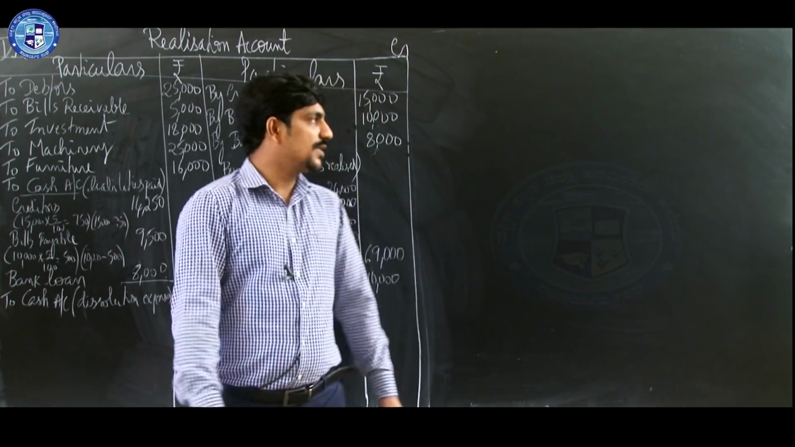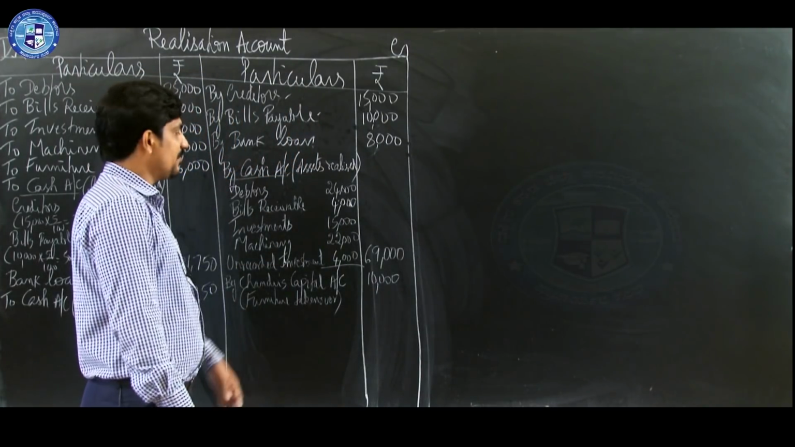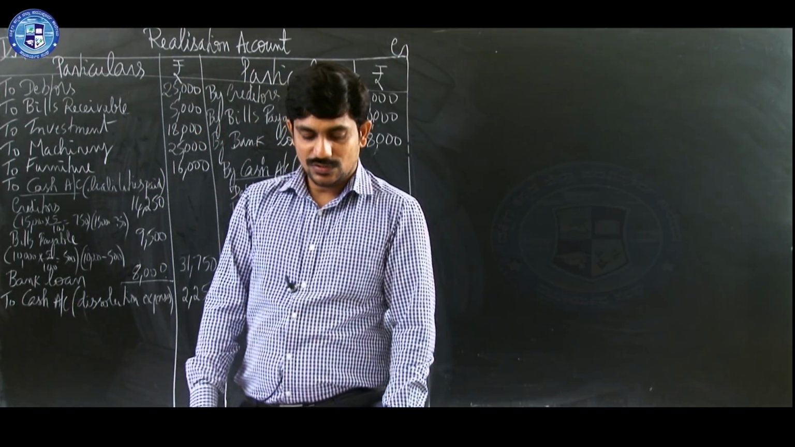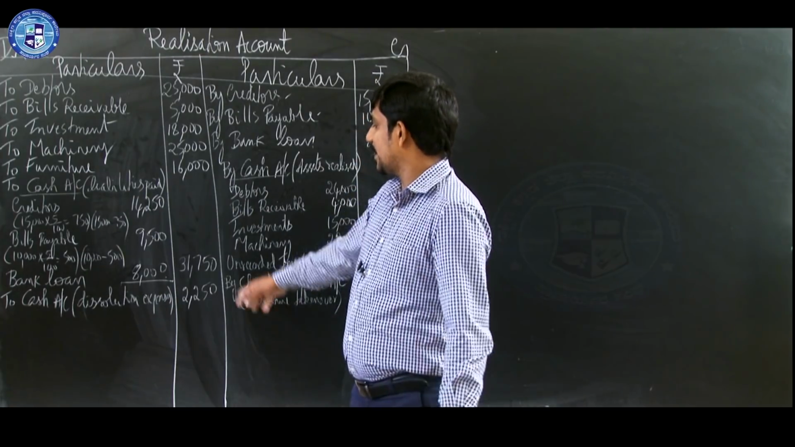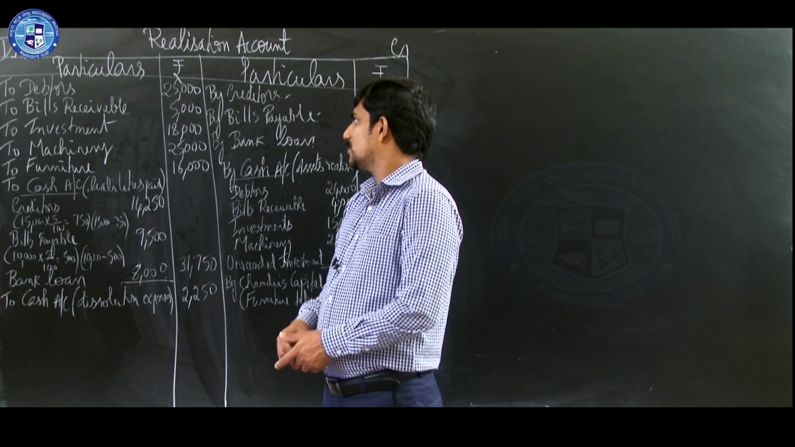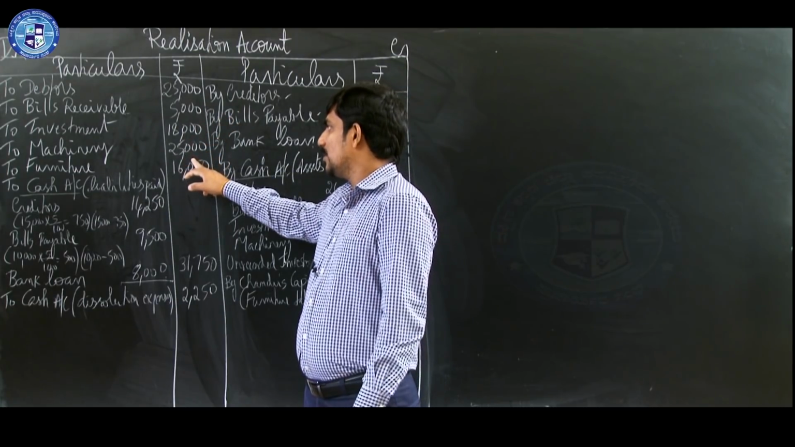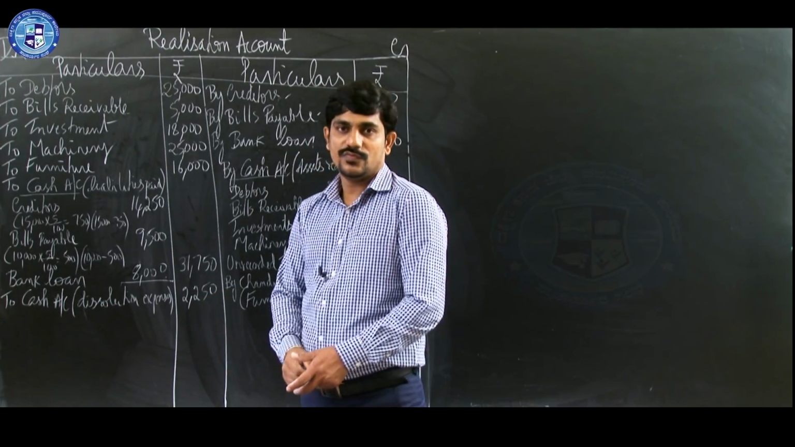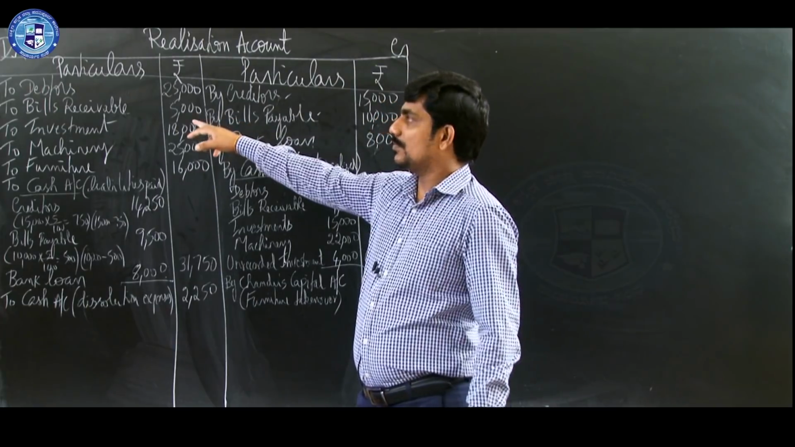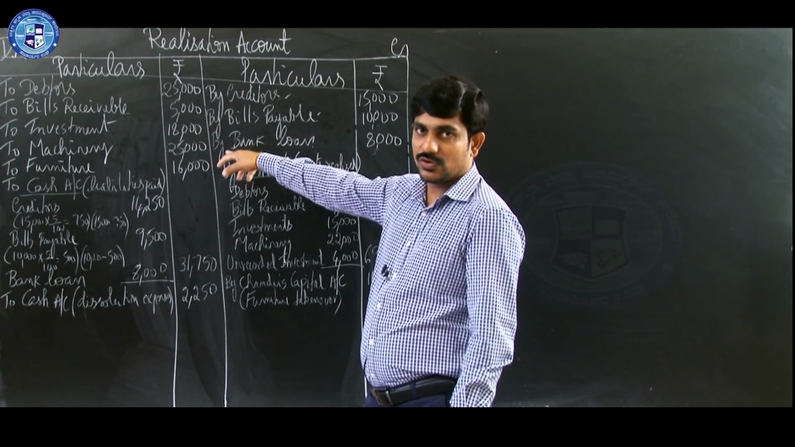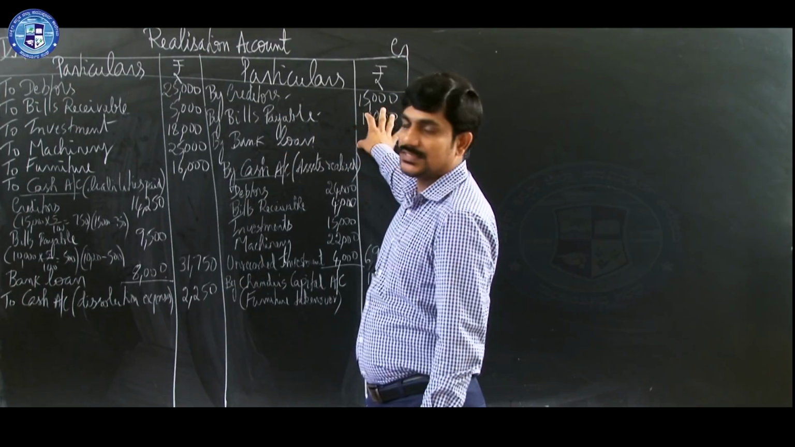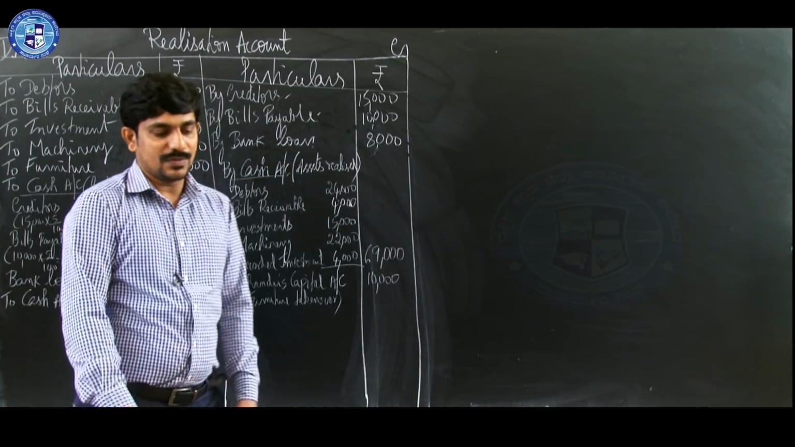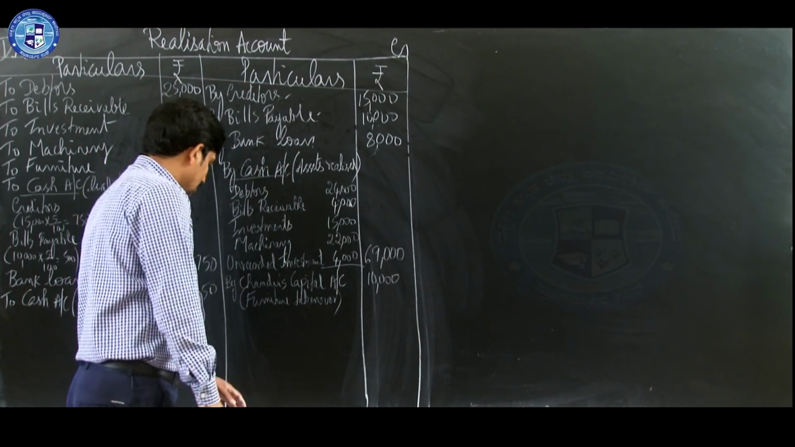We need to total and balance the realization account. We have to see which side is more, whether the debit side total is more or the credit side total is more. So 25,000 plus 5,000 plus 18,000, 25,000 plus 16,000, 31,750, 2,250. When you total both the sides, debit and credit, you will get the debit side total more. And the total of the debit side is 1,23,000.